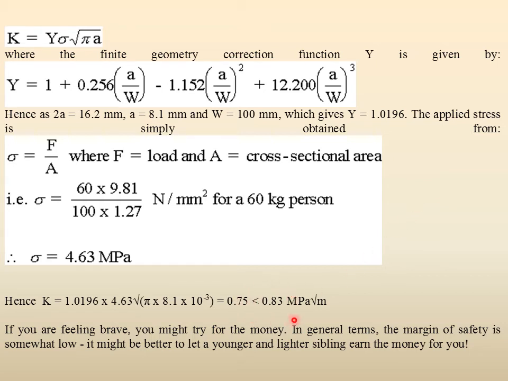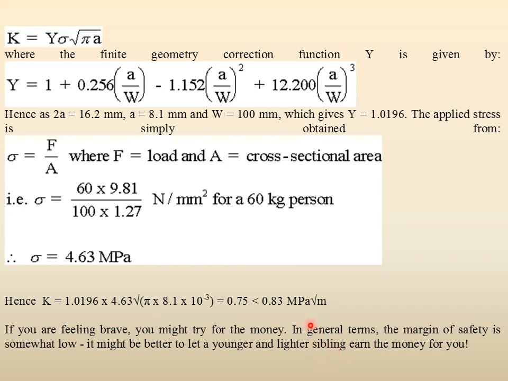Now, with this answer, the problem is that this is 0.75, this is 0.83. So there is very little margin of safety. It is safe, but if anything goes wrong, if the material property is not 100% correct, if the glass is not uniform everywhere, it may fail somewhere else. So if you are feeling brave, you might try for the money. In general terms, the margin of safety is somewhat low. It might be better to let a younger and lighter sibling earn the money.